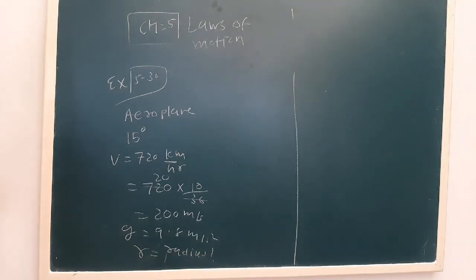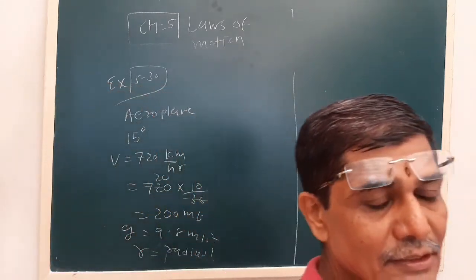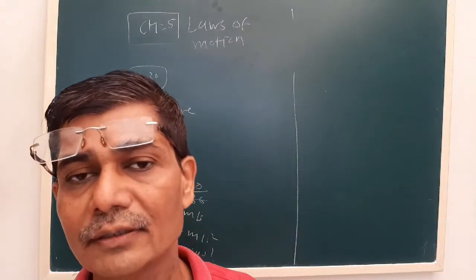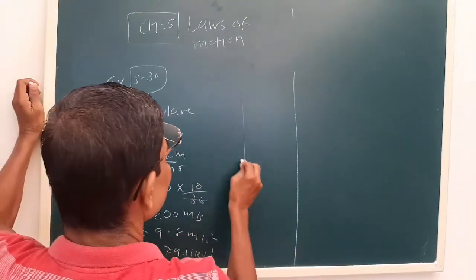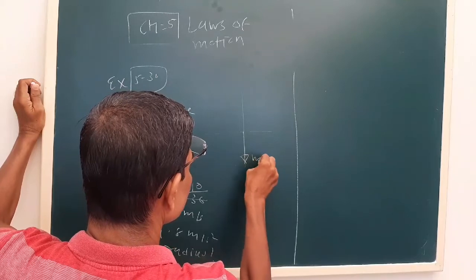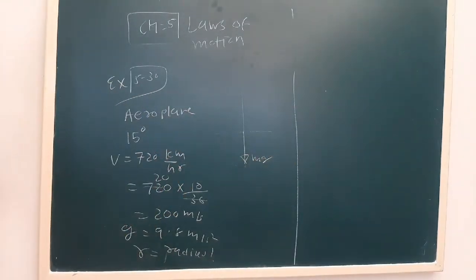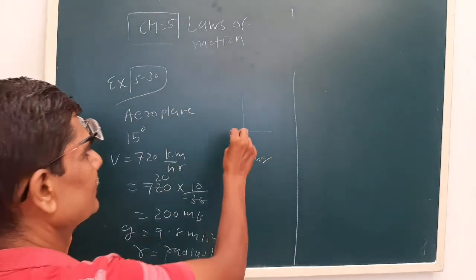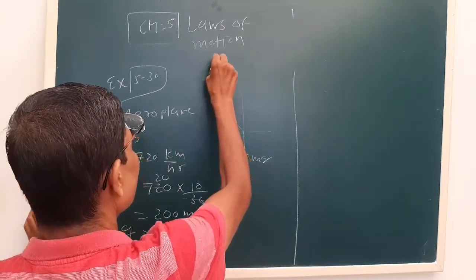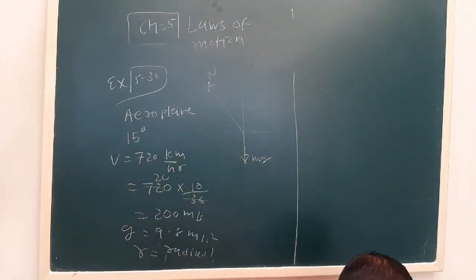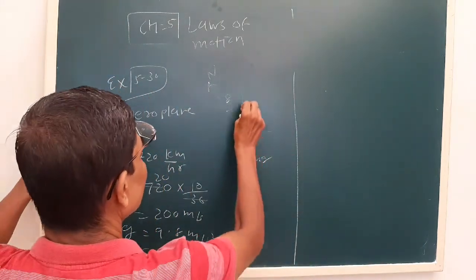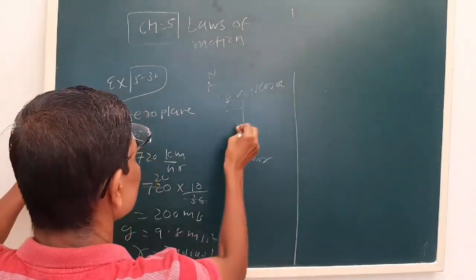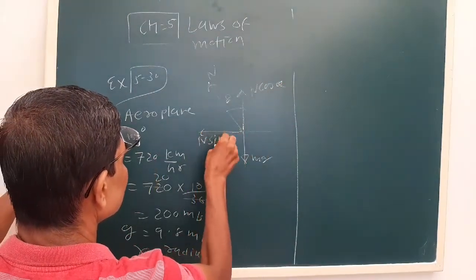Now see here, initially we discussed the motion of a vehicle on a level circular path. But what happens here? Generally the weight is mg, but it is tilted like this. Then let us say N will be like this, making an angle of theta. So what are the components here? N cos theta and N sin theta.